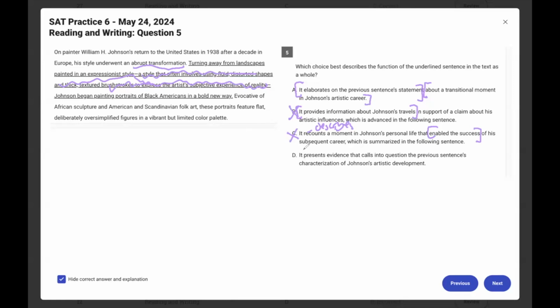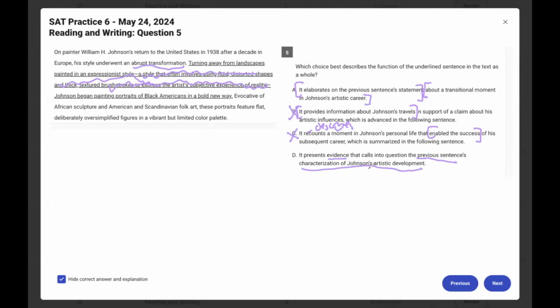And then choice D says, it presents evidence that calls into question the previous sentence's characterization of Jonson's artistic development. So for this, the previous sentence's characterization of Jonson's development. Okay, the previous sentence doesn't necessarily characterize Jonson's artistic style. It merely states that his style changed. That's what the previous sentence does. That's why it's important to read carefully here.